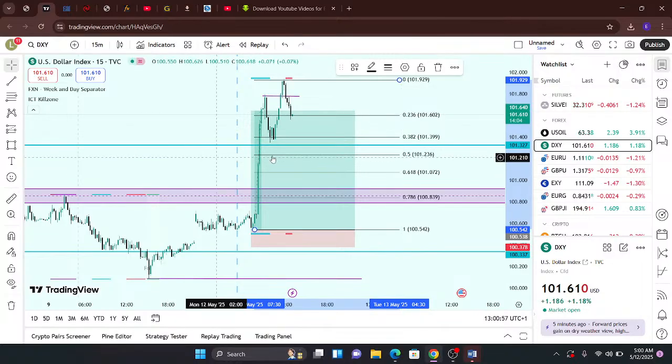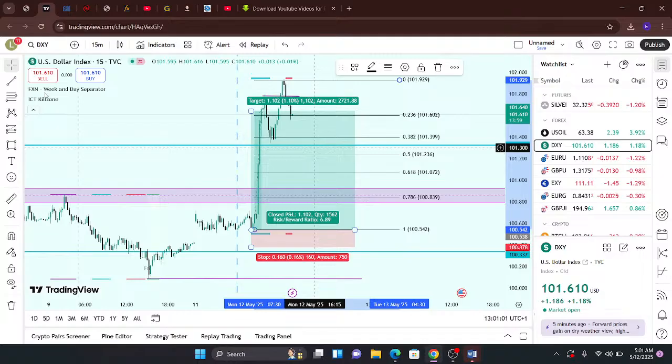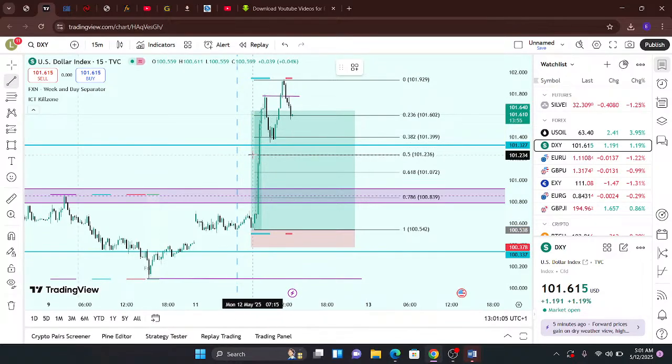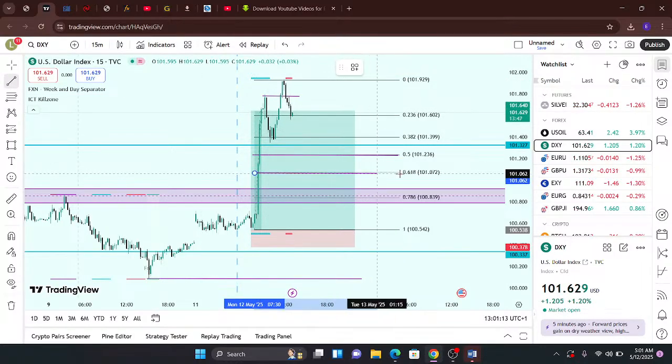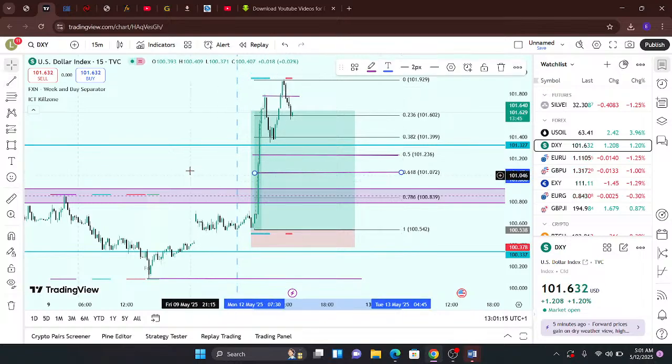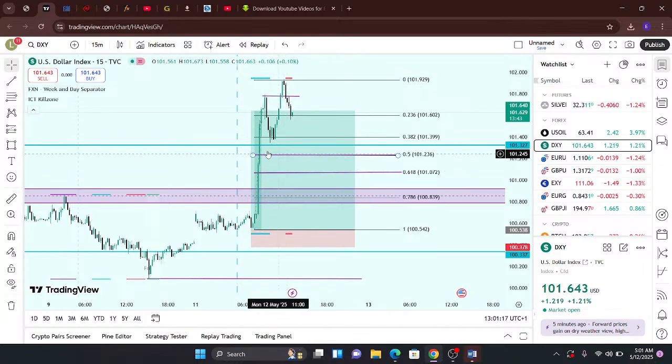All right, so I hope this was helpful. I'll keep you updated much later after the New York session, looking at what the market is going to deliver. I've just marked out 50% at this.